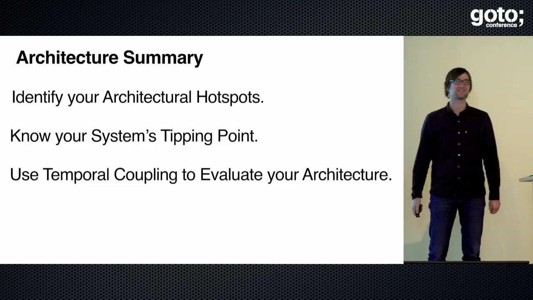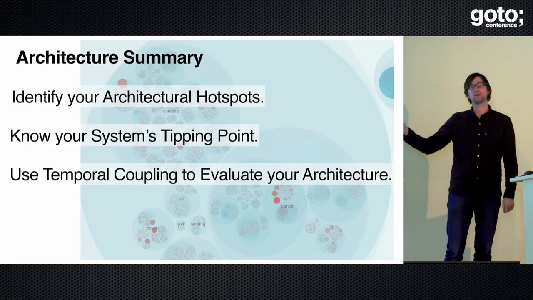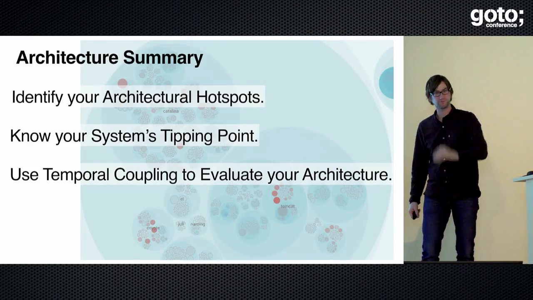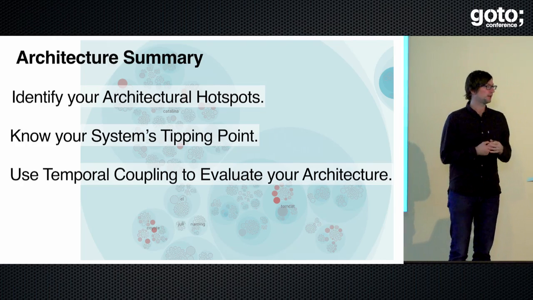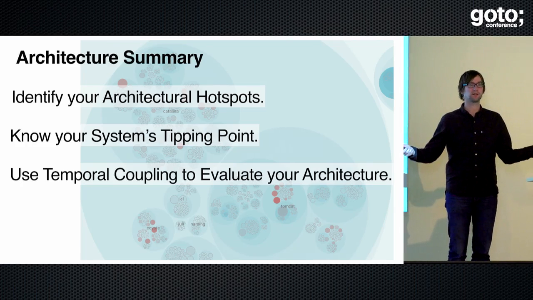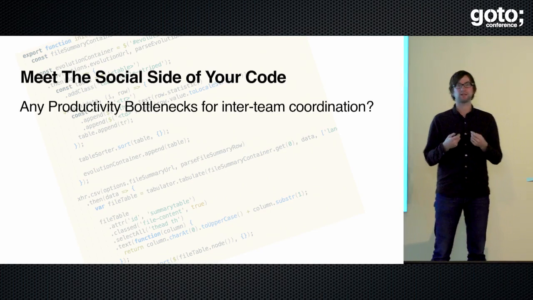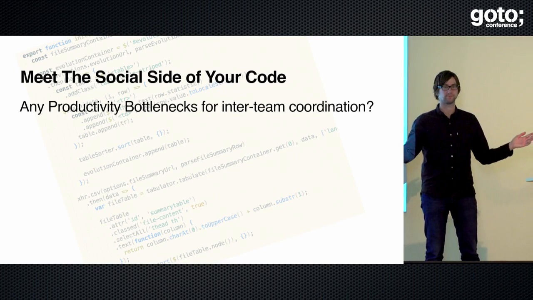It's a wonderful language. So, to sum up this part, we have seen that our hotspots scale to all different levels. We can use the same measure on a function level, on a file level, as we can on an architectural level. And we have seen how we can use temporal coupling to evaluate our architectures and their evolution. Now, I want to spend the final minutes of this presentation on exploring the social side of our code.